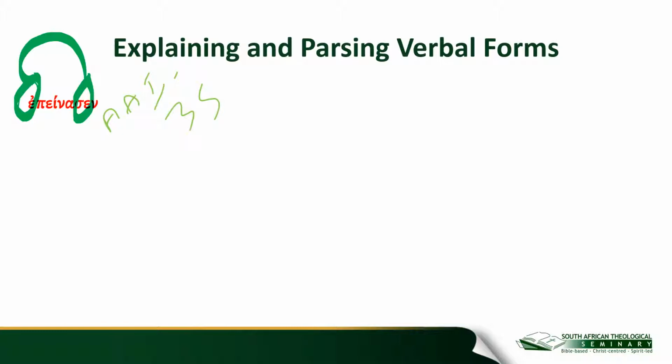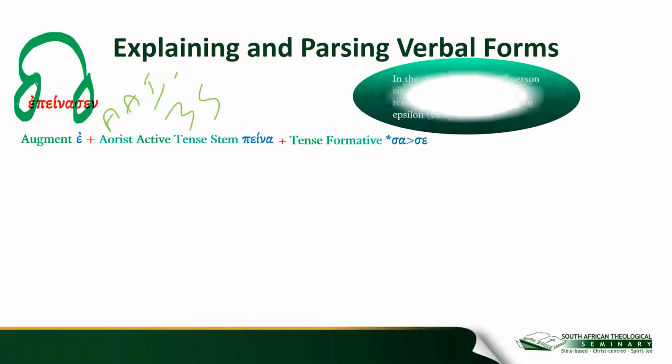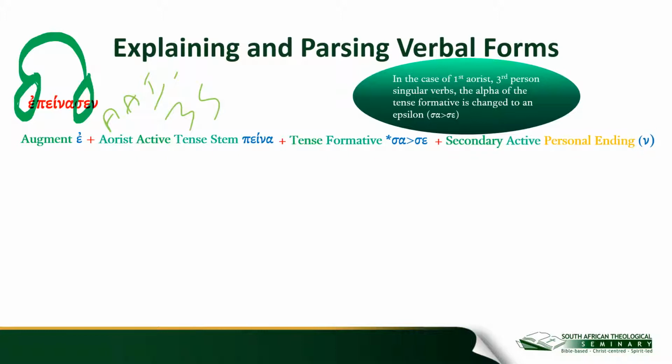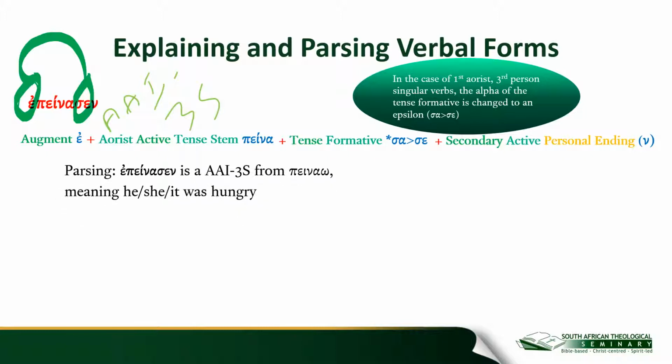If you are asked to explain its morphology, you will begin with the augment. Built on that is the aorist active tense stem, plus then the tense formative, which, as we have noted, the sigma alpha changes to a sigma epsilon, which is a very clear and easily recognizable diagnostic, plus then the secondary active personal ending. The nu is in brackets because, as you already know, third person singulars in the aorist active indicative don't have personal endings, so the nu is a movable nu. Please keep that in mind. If you are asked to parse this verb, you will parse it as an aorist active indicative third person singular from peinaō, meaning he, she, it was hungry.